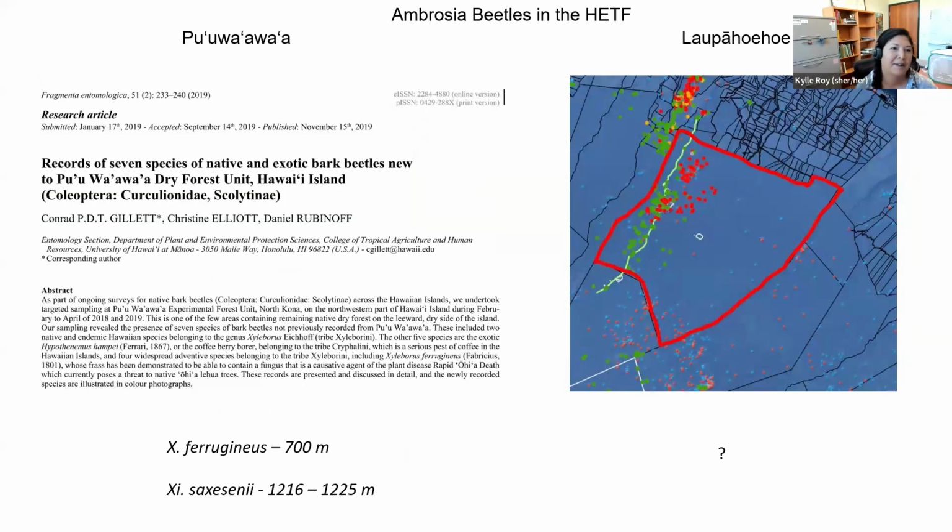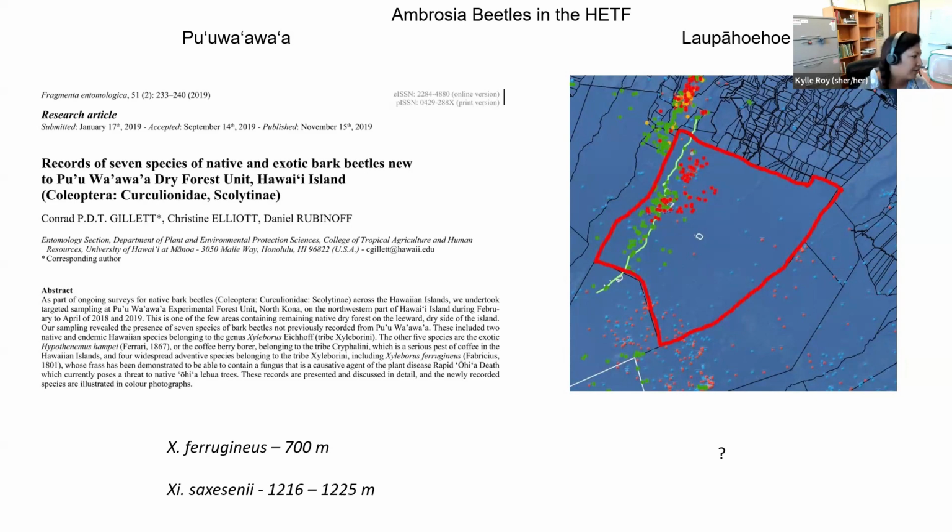Good news, Pu'uwawa, as far as updated as of yesterday, there's been no ROD detections in Pu'uwawa. There are ROD-associated ambrosia beetles in the area.